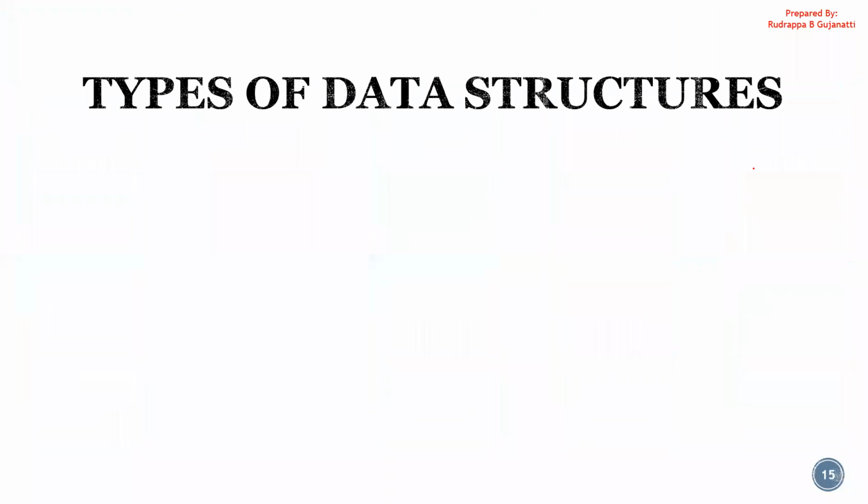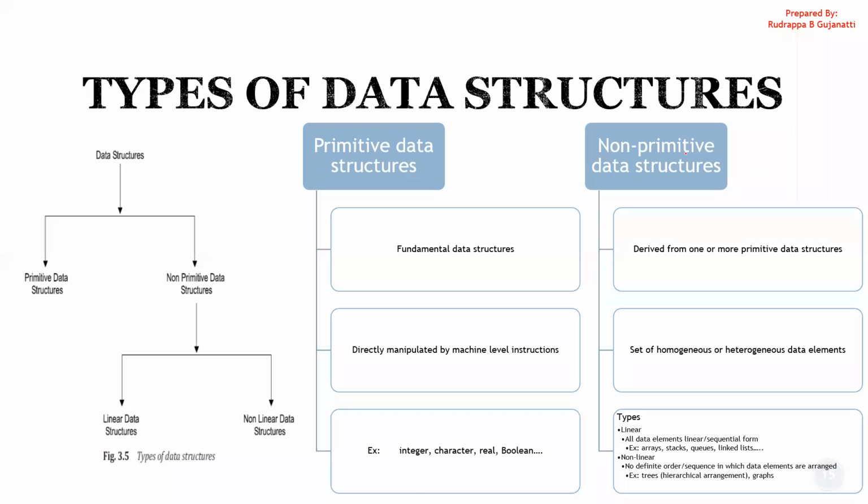Next we come to the different types of data structures. In this, we can broadly classify data structures into two types: one is primitive and one is non-primitive. Under non-primitive, again, we can have linear data structures and non-linear data structures. So we'll just have a brief overlook of these things.